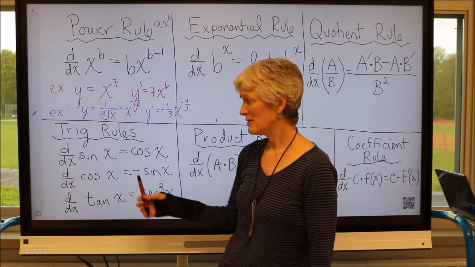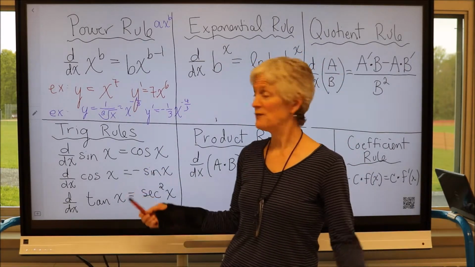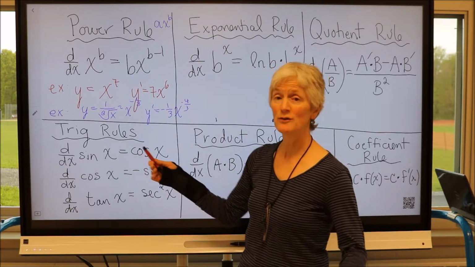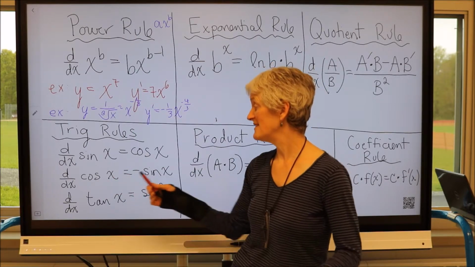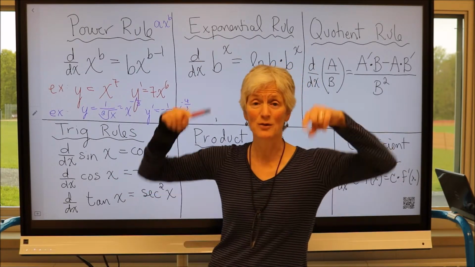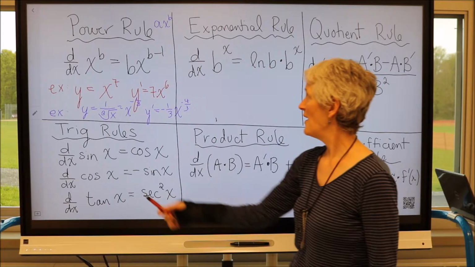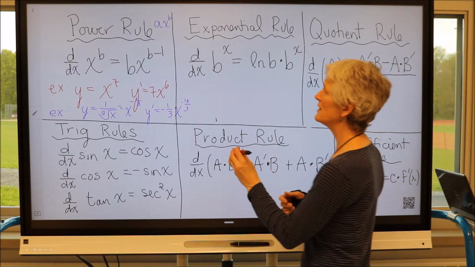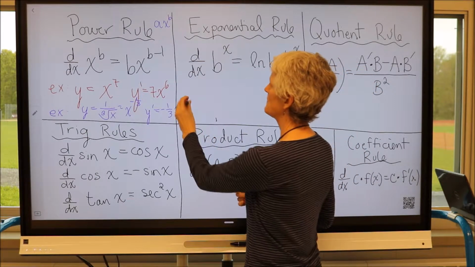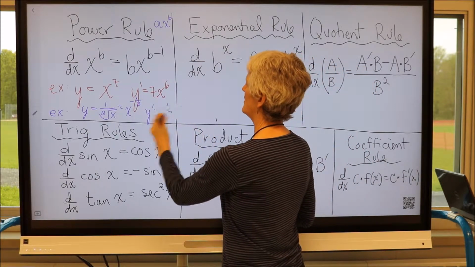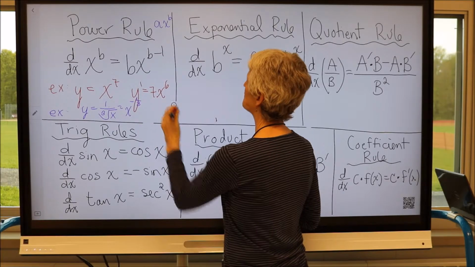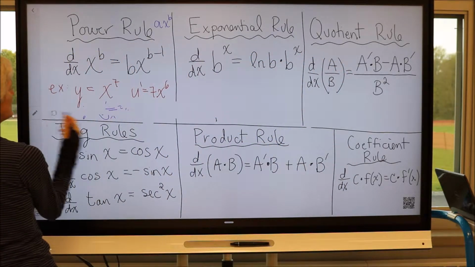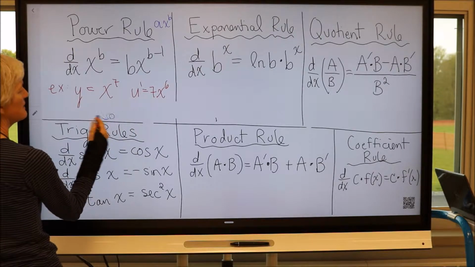The trig rules are pretty straightforward. The derivative of sine is cosine. Derivative of cosine is negative sine. And tan is secant squared. Hey, that's pretty straightforward. Exponentials are a little weird because of that natural log. I'm just going to erase this example so I have room. You guys can rewind if you need to see that again.